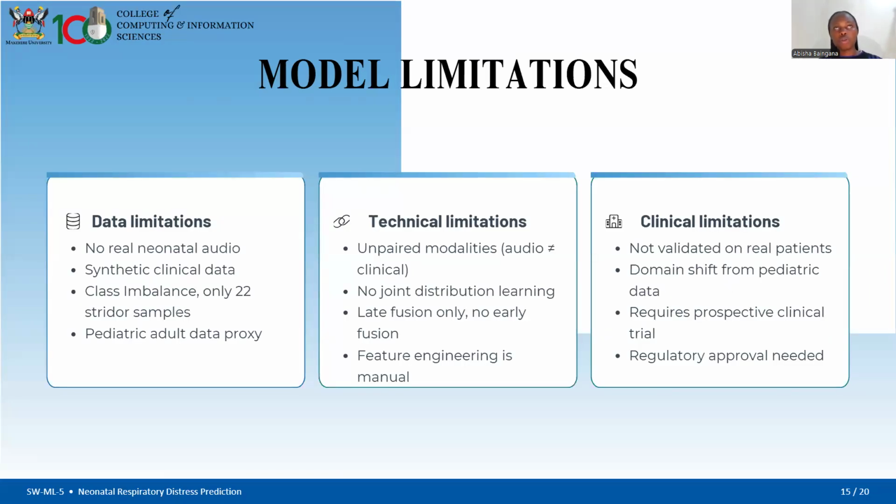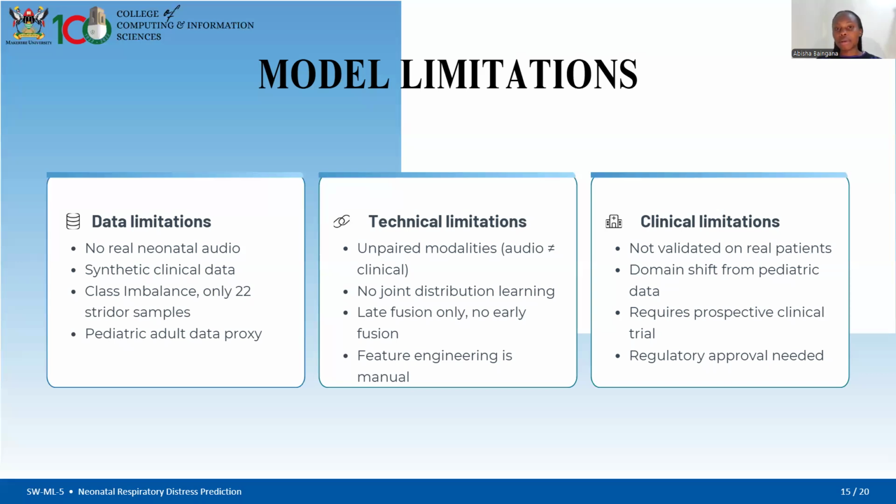So we also noticed some limitations in the models that we had, and we categorized them into 3 main types of limitations. We have the data limitations, technical limitations, and the clinical limitations. For the data limitations, the data sets we are using do not actually have neonatal audio, because we are looking at audio recordings from toddlers, infants, and adults. And then the clinical data is a synthetic data set, which is also a limitation in that we're not looking at actual real-world data.